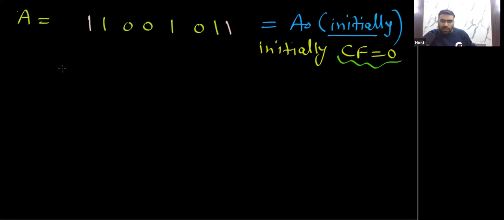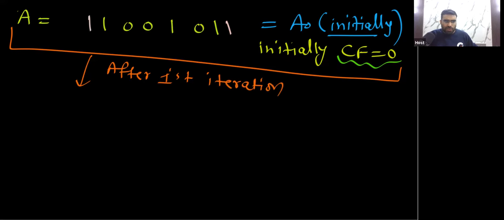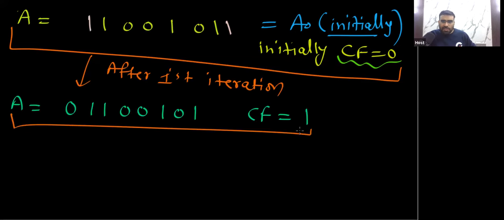Now tell me, after the first iteration, what will happen? Focus on A only. In the first iteration, what will happen to the value of A? That will become 0, 1, 1, 0, 0, 1, 0, 1. And what will the carry flag become? This will become 1.